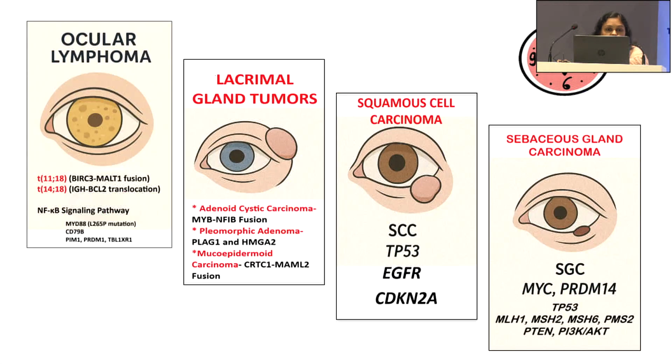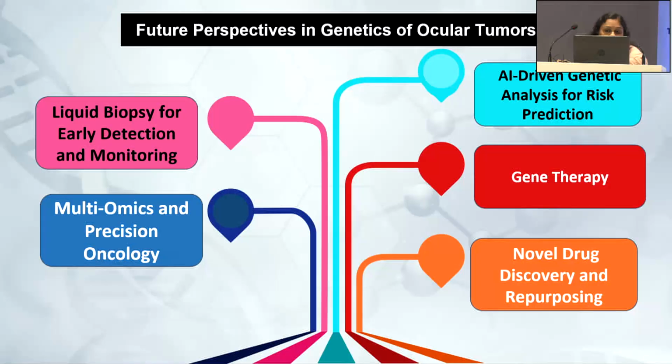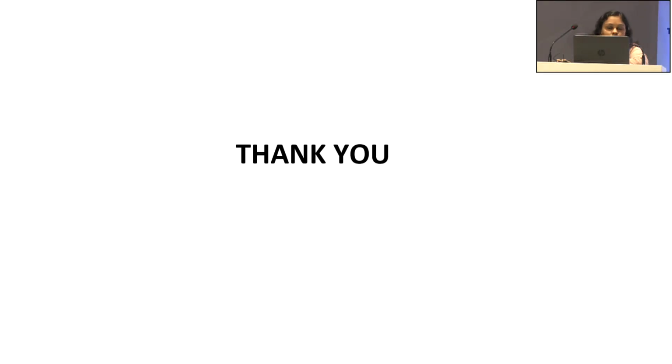So ocular tumors are vast, and the genetics is even more vast, which obviously cannot be covered in 12 minutes. So I'd like to conclude by saying that advancements in liquid biopsy, multi-omics, AI-driven genetic analysis, and gene therapy can definitely improve survival outcomes and quality of life in patients with ocular tumors. The next generation holds immense potential to turn once lethal diagnoses into curable conditions with genome-driven cancer care. Thank you.